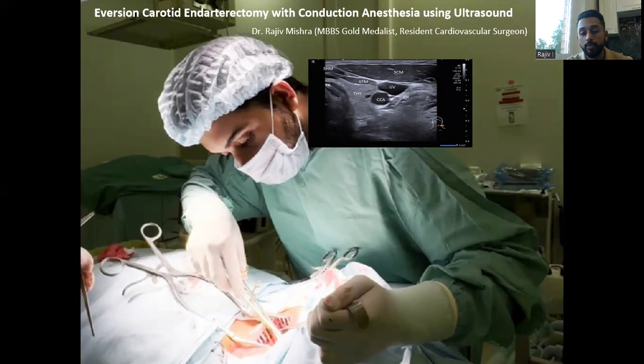It's a very common vascular surgery that comes into daily practice and I've already participated in more than 300 surgeries of this kind in 1 year, and you can see me here just mobilizing the carotid artery.